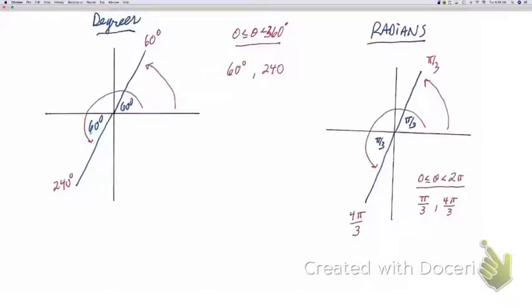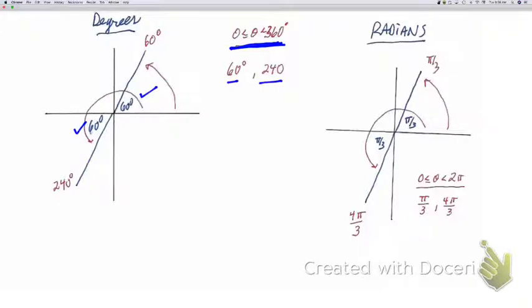Okay, Honors Algebra 2. This is a short little video for explanation on what are called general answers. Now we have seen that whenever we work under the restriction of 0 to 360, sometimes we get more than one answer. So let's say we get a reference angle of 60 degrees in the first and the third quadrant. That means between 0 and 360, we have two answers, 60 and 240.